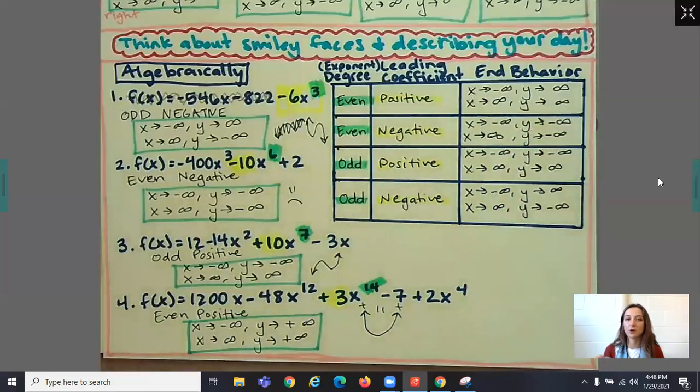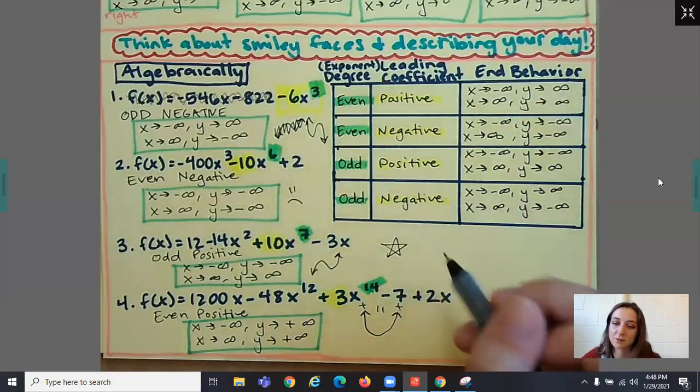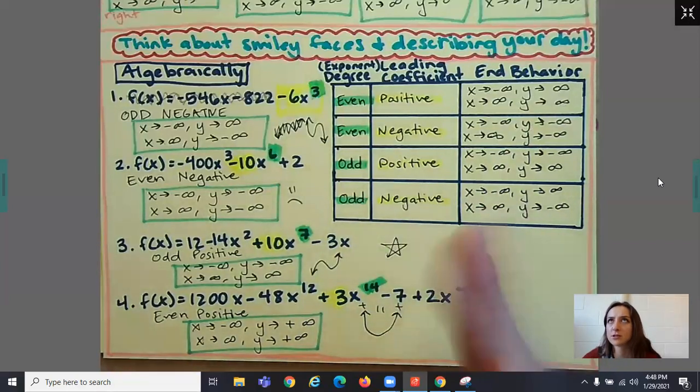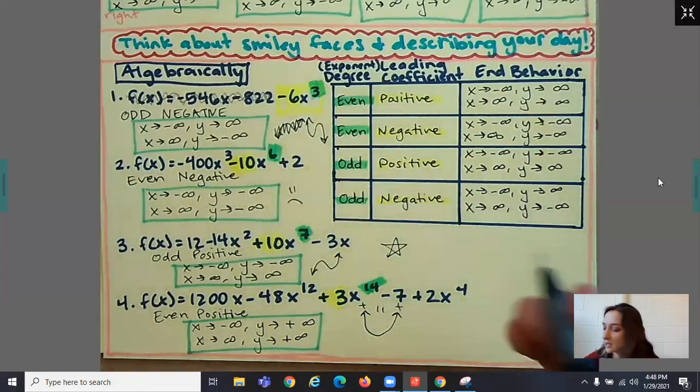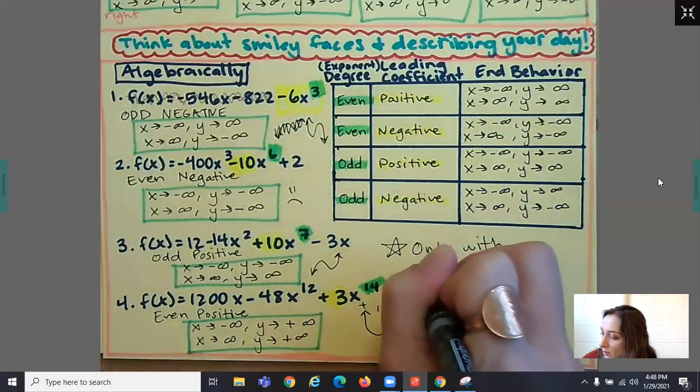And I just want to make the note one more time that this only works for polynomials. So if you tried to do this with rational functions, it would not work out well. Also with exponentials and logarithms, it also does not work. So this is only with polynomials.